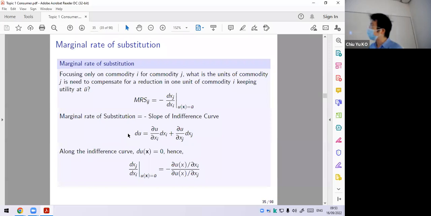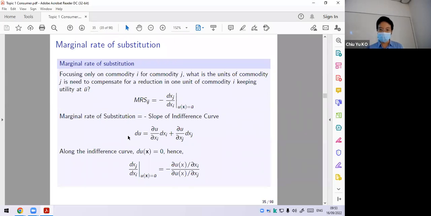But what it means is, if I give up one unit of I in this case, how many units of J do I need to get in order to keep my utility the same? It's considered an internal exchange rate, right? If you take one unit of I from me, how many J do I want in return, how many J do I need to be as happy as before?